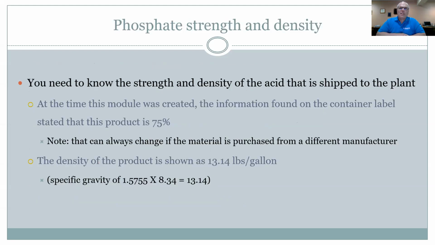So you need to know the strength and density of the acid that was shipped to the plant. At the time this module was created, the information that we found on the container label stated that this product was 75%. And of course, that can always change. When you get material in, you always have to check the bill of lading to determine what you're getting from the manufacturer. They stated that the density of this product was 13.14 pounds per gallon. That came from the specific gravity of 1.5755 times 8.34.